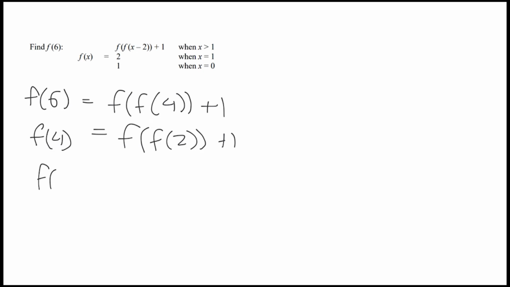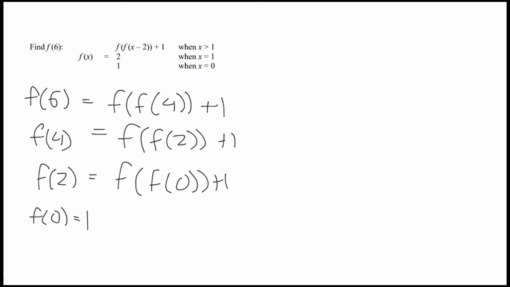So f of 2, this will yield f of 0 plus 1. And we know that f of 0, well, that's just 1. So we can plug this back into that equation. So from here, we're going to get f of 1 plus 1. This is what f of 2 equals. F of 2 equals f of 0 plus 1. And because we know that f of 0 is 1, it's just f of 1 plus 1. Because we put this f of 0 back into there. We plugged it back in.